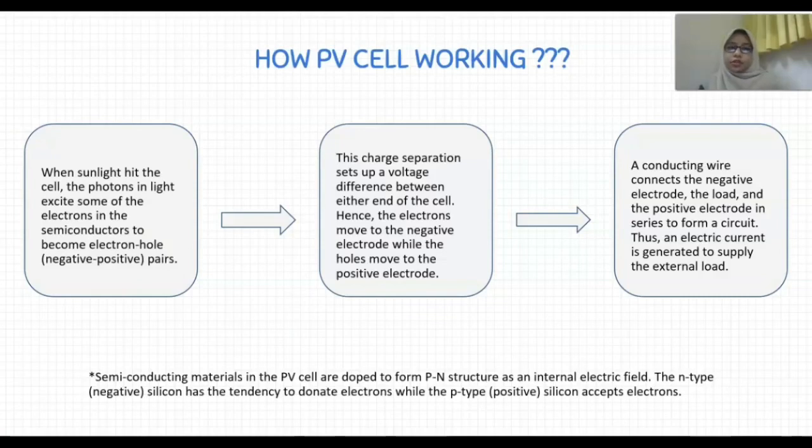In this photovoltaic cell, semiconductor material are doped to form PN structure as an internal field. The N type is negative silicon, which has tendency to donate electron, while the P type is the positive silicon, which have tendency to accept electrons.